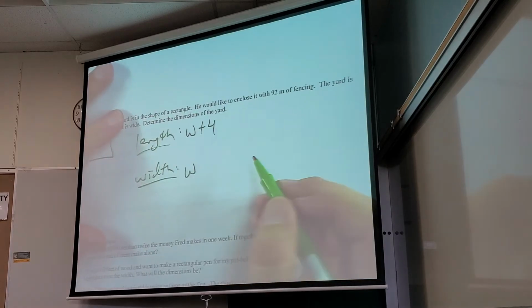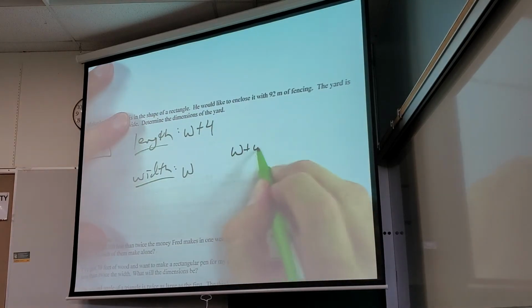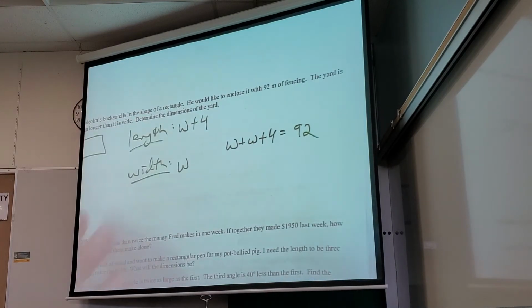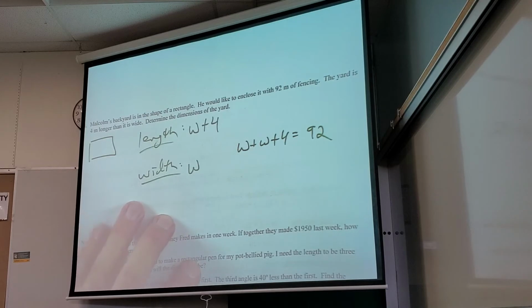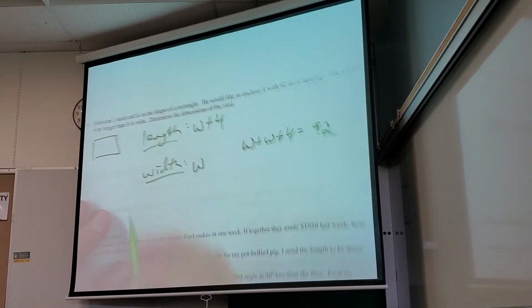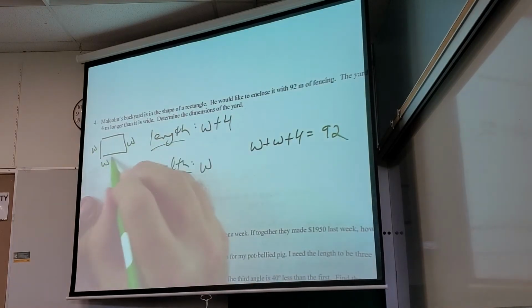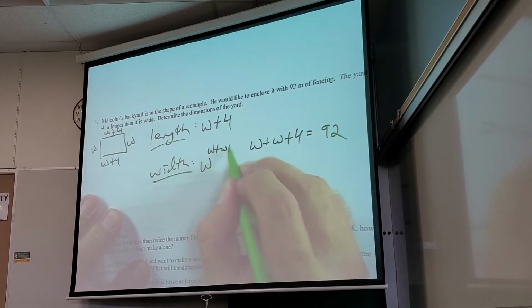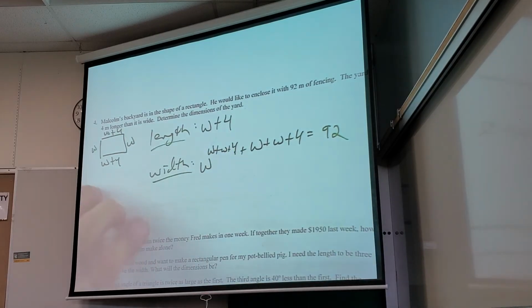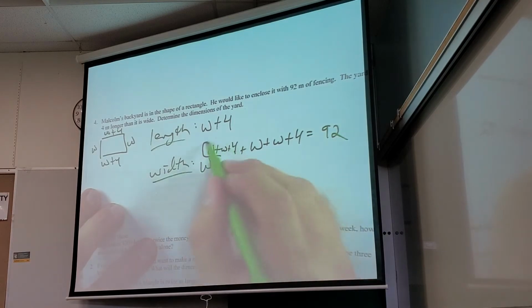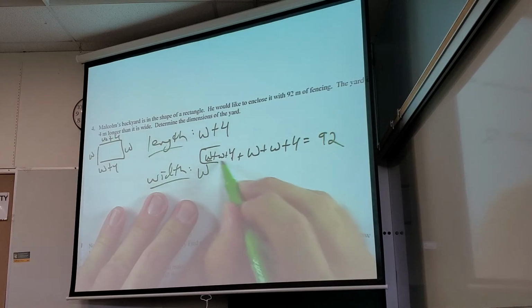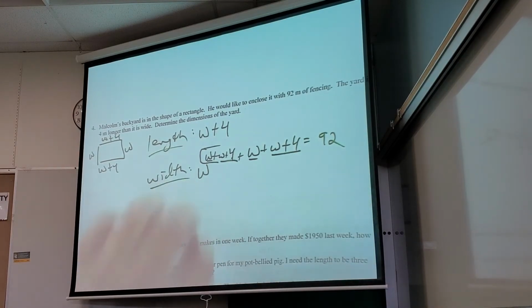So the biggest mistake people make is this. Why is that wrong? Because there's 4 sides. There's 4 sides, so how far did I only go? I only went halfway. Here's the width. Here's the length. So I have to have W plus W plus 4 plus W plus W plus 4. And you could do the 2 times thing, yes. You have to have 4 sides. Look, I got 1, 2, 3, 4 sides.